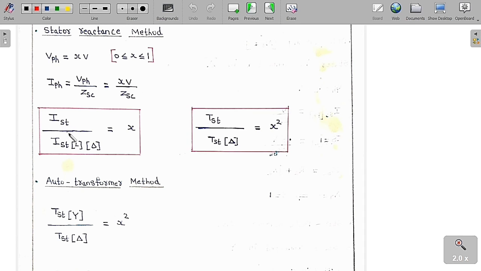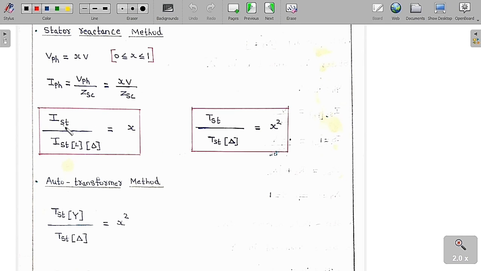Starting current, I have already told you here, the ratio of the starting current of this one, the phase current itself in this one. See, in the stator reactance method, I am going to assume the stator is connected in the delta fashion. It is always connected in the delta fashion only. So, in the delta fashion, this is the phase current, then what is the line current? Line current is equal to root 3 times the phase current. But we already know what is the line current in the delta, which is root 3 into V by ZSC. So, if we do the ratio of these two things, then we are going to get x.